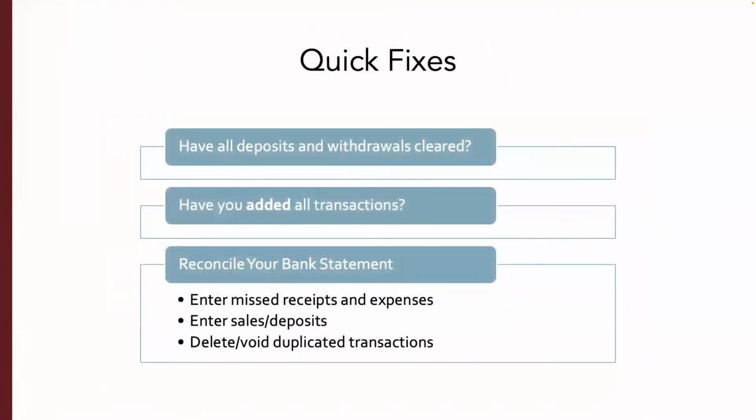So when you have that kind of disparity, we're trying to fix what's going on, and we want to make sure all deposits have cleared and withdrawals have cleared. We want to make sure we've added all of our transactions. And by reconciling our bank statement, we can make sure that we have an understanding of those things. We can also enter in missed receipts and expenses, enter in any sales or deposits that we hadn't done.